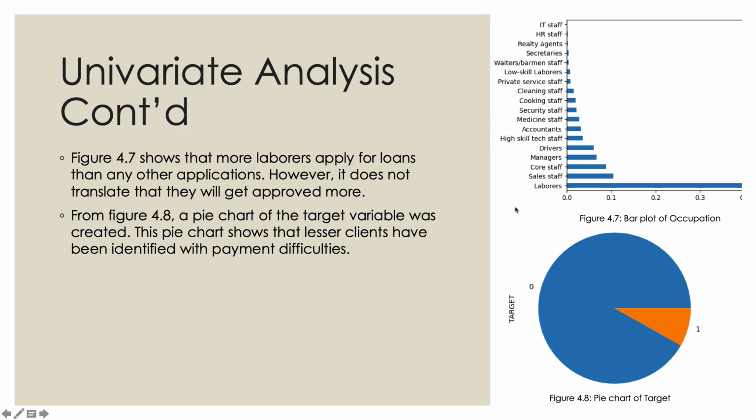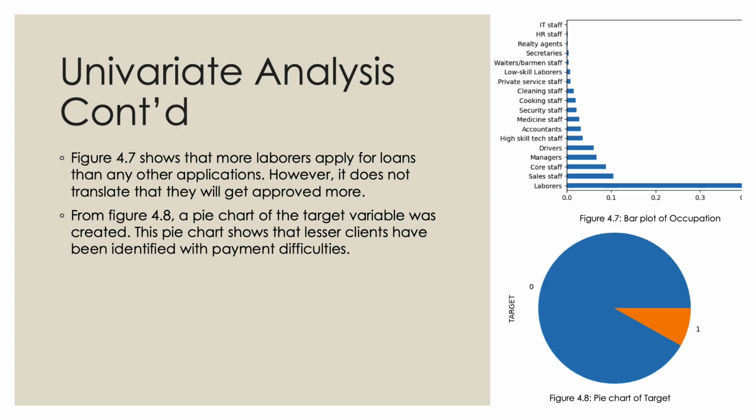And then looking at the target variable, we had 0 and 1. I haven't explained the target variable. So basically, the target variable 0 means that these people would not have difficulties in paying loans, while the target variable 1 means that they would have difficulty in paying their loans. And that is what we're trying to look out for.